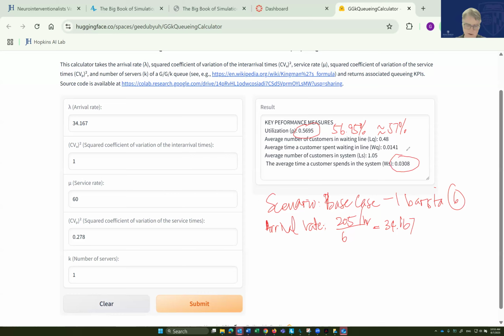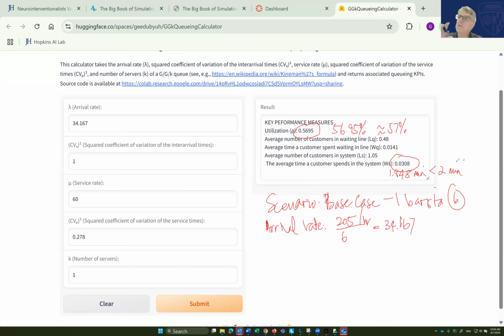Okay, so the question is, with fewer baristas saving the money, they're working more. How does this play out on the CX front? 0.308 times 60 is 1.848 minutes. So that's definitely more than the base case, which is 1.482 minutes, and more than the VAVs alone without trained baristas, which is 1.584. We're getting up there now, but still less than 2 minutes. You make a call as to whether this is going to be acceptable.